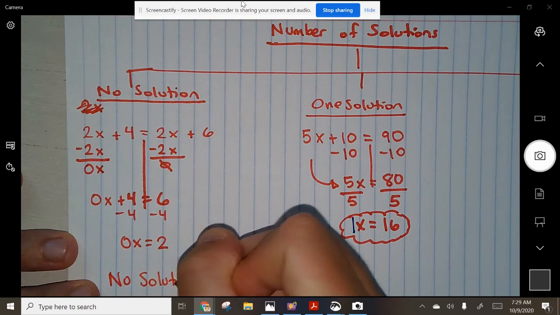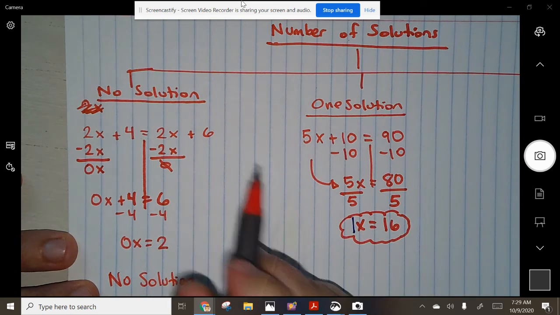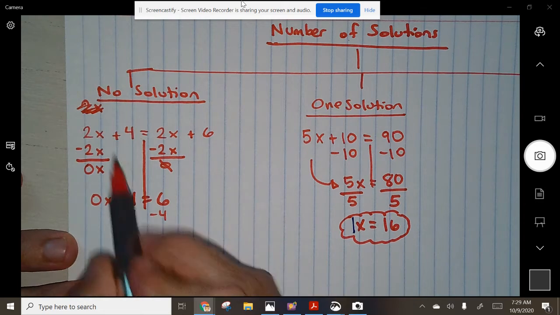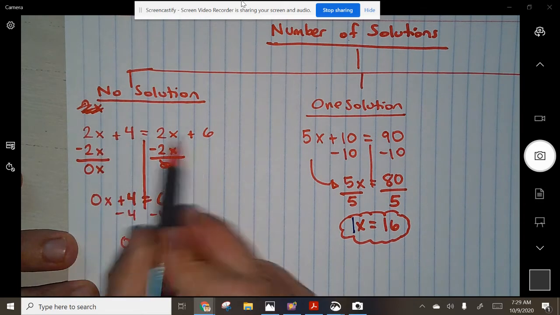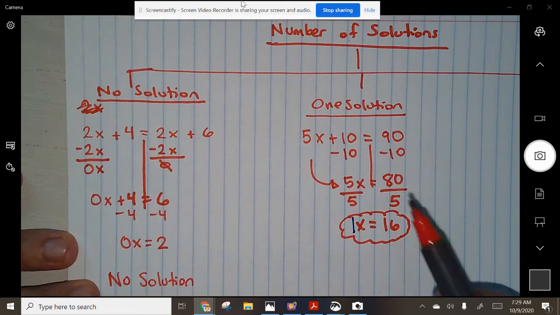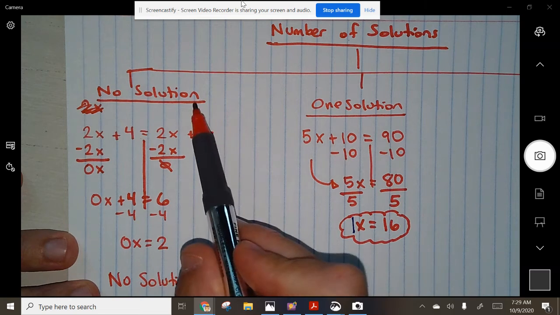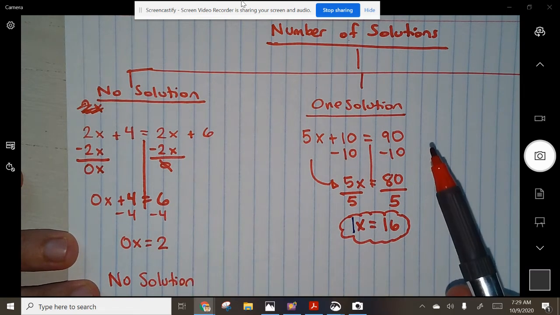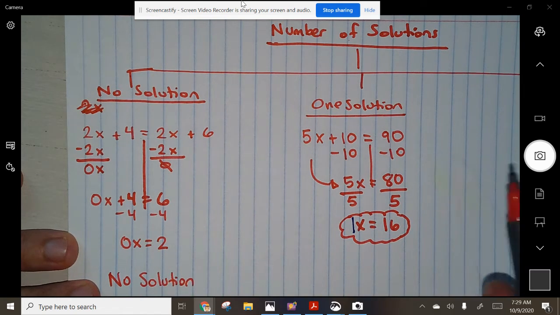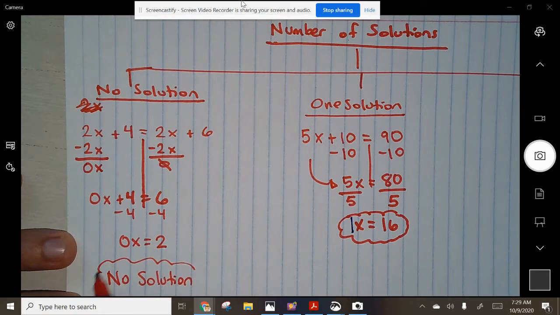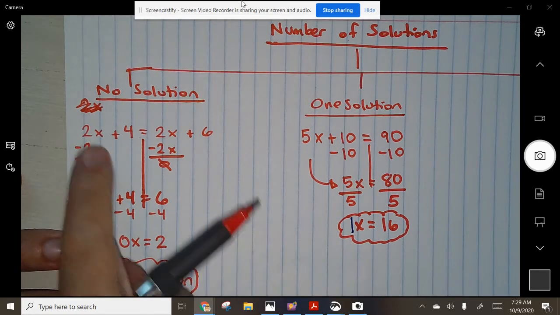There's no answer for this. There's no answer for this at all. There's nothing you can multiply and plug in for x that would make both of these sides of the equation equal each other. All right? Now we've done one solution. We've done no solution. Okay? Now we're going to jump into something called infinite solutions. And just take a look at this.